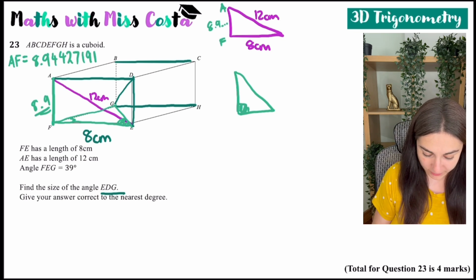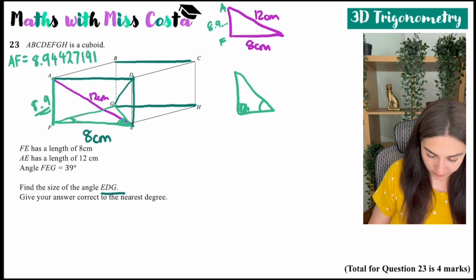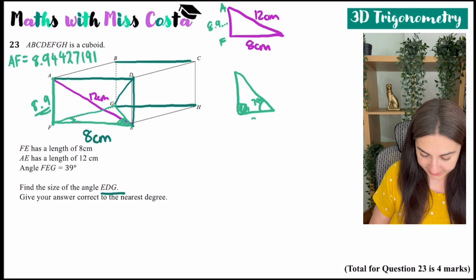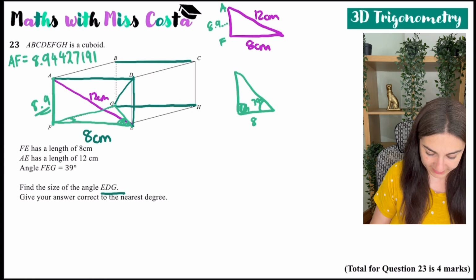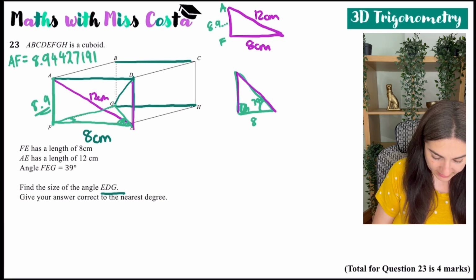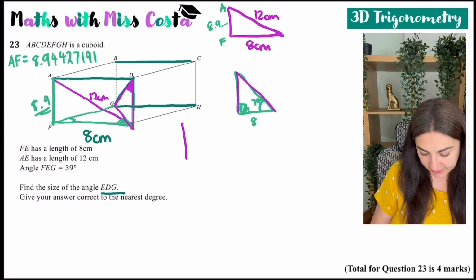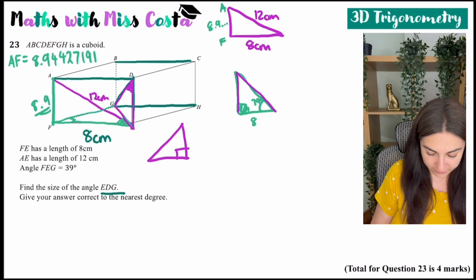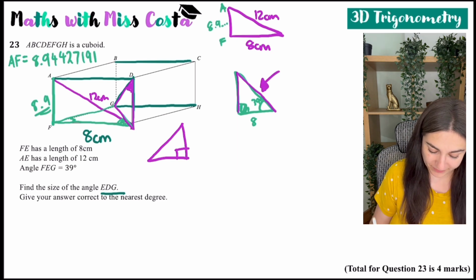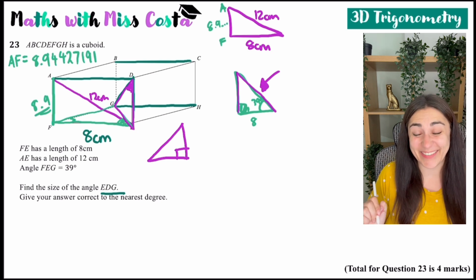So this would be a right angle, and this angle here is 39 degrees. And then we know that this length here is 8. We haven't been told this length here, but it is going to be useful because I need to find the size of angle EDG, which is this angle here. So it's going to be a right angled triangle that is formed using the hypotenuse of this triangle here. So it's about seeing where they all interlink.